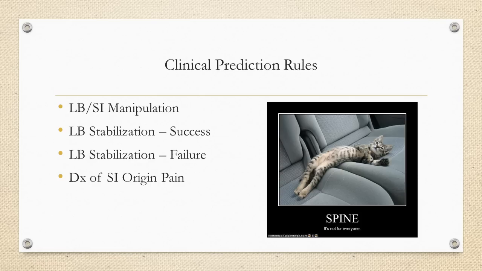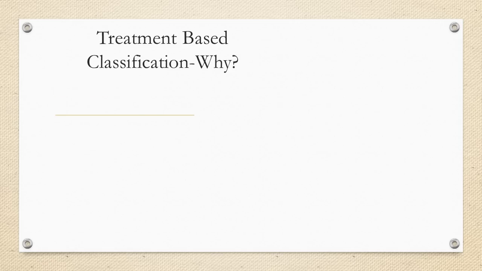Some familiar ones: lumbar and SI joint manipulation, lumbar stabilization success, lumbar stabilization failure, as well as diagnosis of SI origin pain. And as we know, the spine may not be for everyone, but hopefully after today's pre-lab and the lab session, you'll have a better understanding on any areas that you may feel a little weak in.